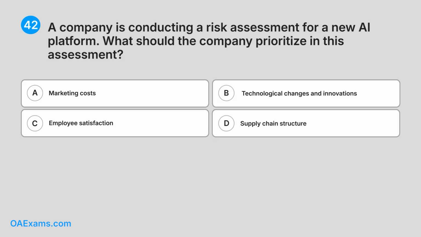42. A company is conducting a risk assessment for a new AI platform. What should the company prioritize in this assessment? A. Marketing costs. B. Technological changes and innovations. C. Employee satisfaction. D. Supply chain structure. Can you guess the answer?